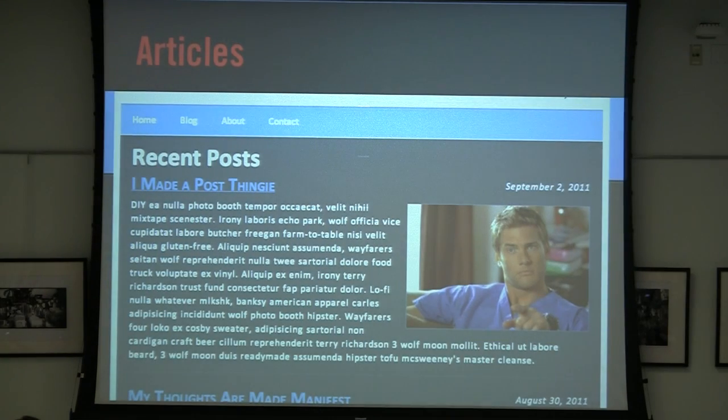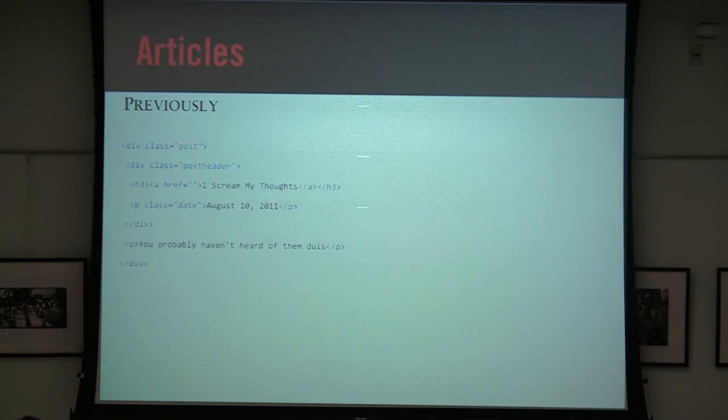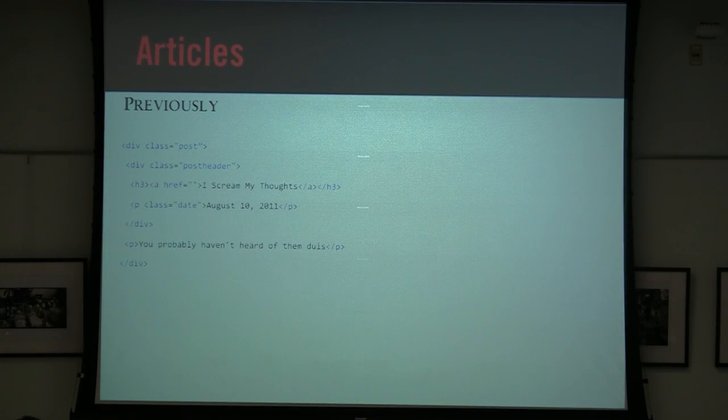Here's how you start getting a little bit more radical. Something like an article, right? So this blog post, getting rid of all the other content. This just one blog post. Previously, you'd do something like this, where you have div class post, post header, H3, I screen my thoughts, that's the title, a little bit of header information, and then the rest of the content.